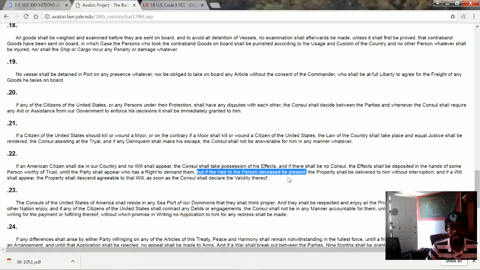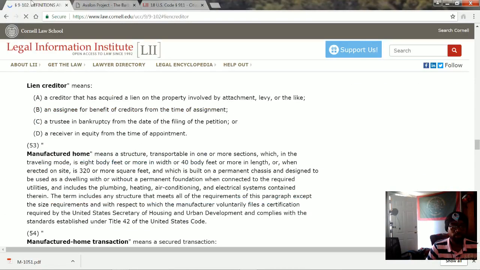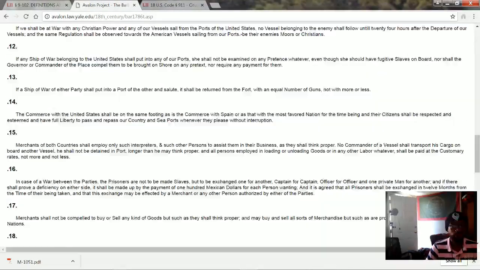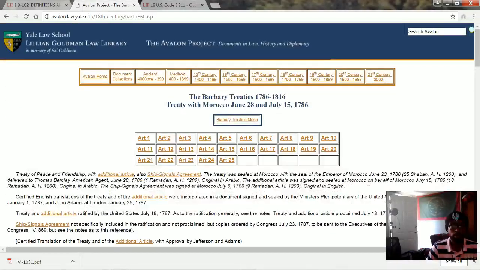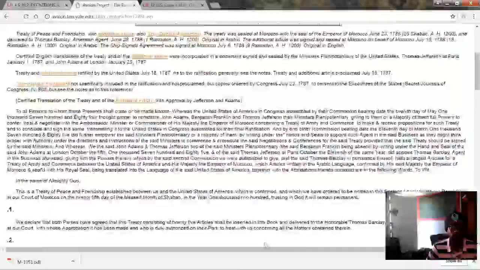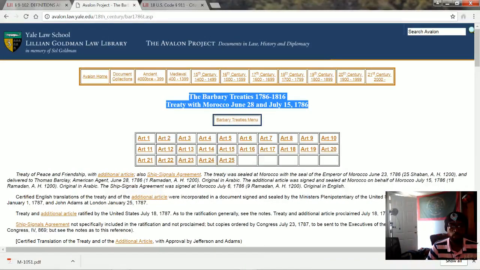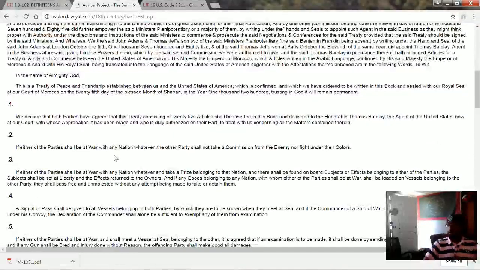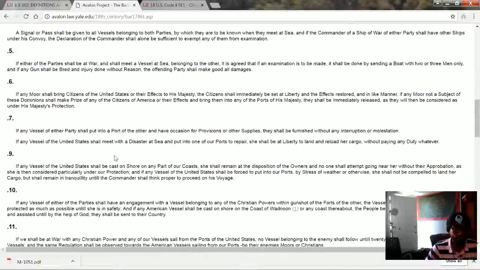if the heir to the person deceased be present, the property shall be delivered to him without interruption, and if a will shall appear, the property shall descend agreeable to that will as soon as the consul shall declare the validity thereof. You know what the will is, y'all? You know what the will is? We're reading the will. This is the will right here. The Treaty of Peace and Friendship. The Barbary Treaties is the will. This is the will they talk about. So we're literally reading the laws of our will. Are you a party to this will? Are you?